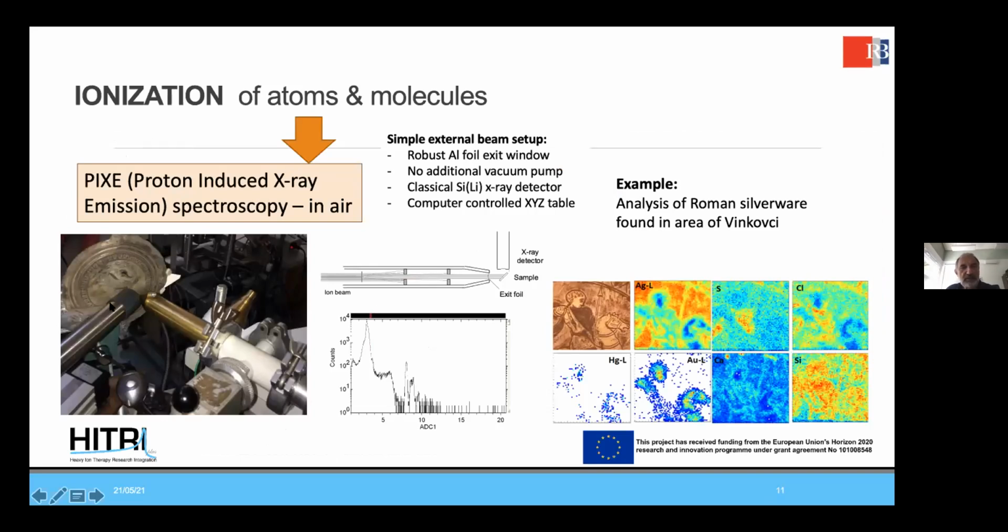And here is one picture of the Roman silverware found recently in the Vinkovci area in Croatia. By moving this plate over the beam, by kind of scanning, each of these X-ray lines can be well sorted into images, and then we can find the composition of each of these parts of the object, and we can determine the technology by which the object was produced a long time ago.